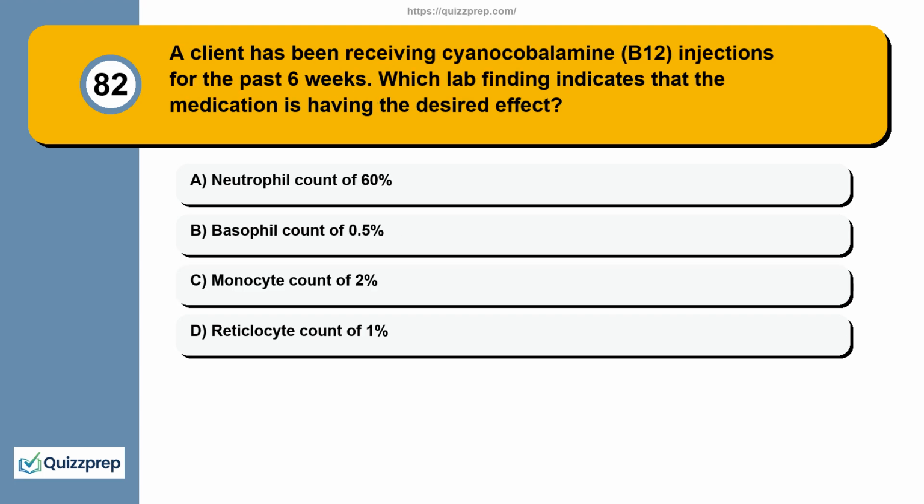Question 82. A client has been receiving cyanocobalamin, B12, injections for the past 6 weeks. Which lab finding indicates that the medication is having the desired effect? Neutrophil count of 60%, basophil count of 0.5%, monocyte count of 2%, reticulocyte count of 1%.